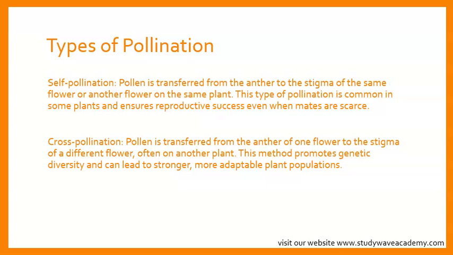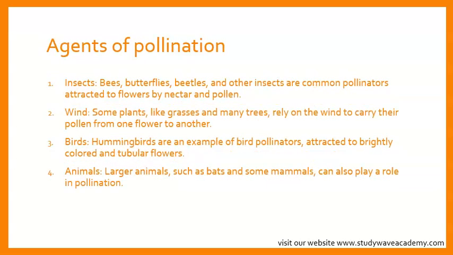Okay? So it's just pollen moves from one flower to a different flower in another plant, and it helps plants mix their genes, promoting diversity. Do you understand? So the two types of pollination we have are self-pollination and cross-pollination. Okay? These are the basic ways plants ensure they reproduce, either on their own or with a little help from others. So we're going to be looking at the agents of pollination.